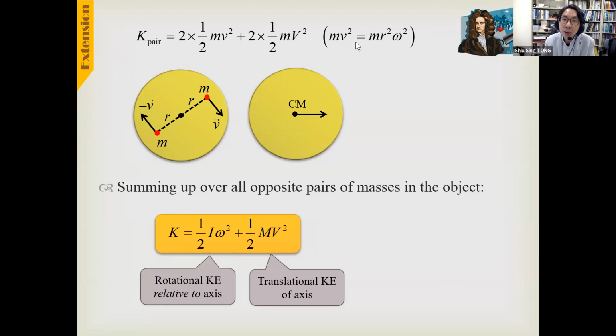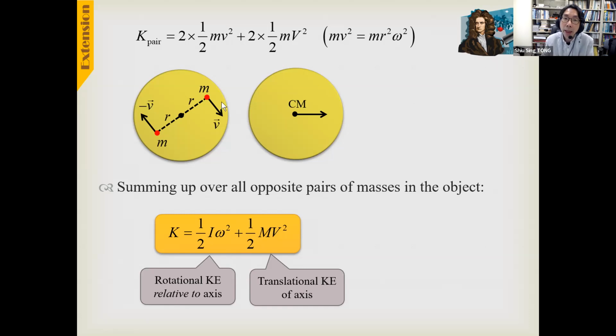Also, instead of writing m small v squared for the rotational term, I write v as r omega instead. So it becomes m r squared omega squared for the first term. When I form a summation, it goes to the summation of m_i r_i squared, right? That becomes the moment of inertia of the body about the axis of rotation. And omega squared can be taken out, so the first term becomes half I omega squared.